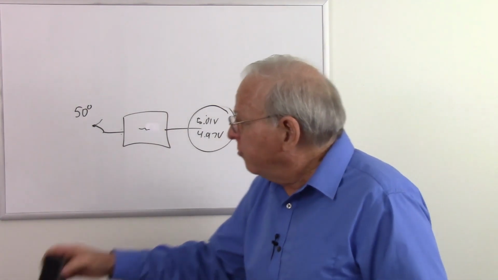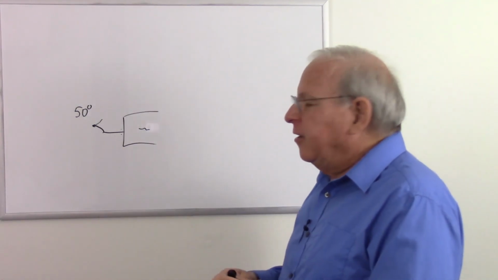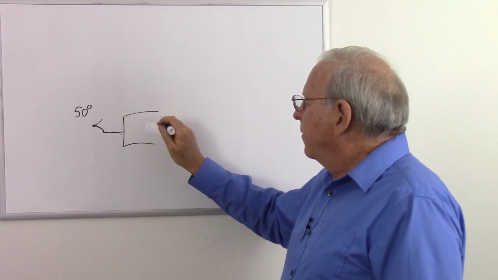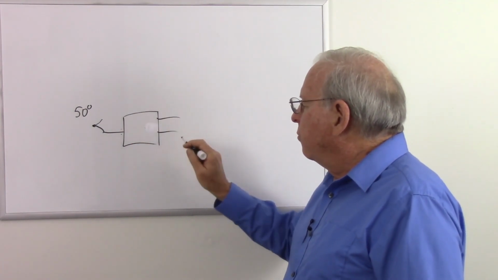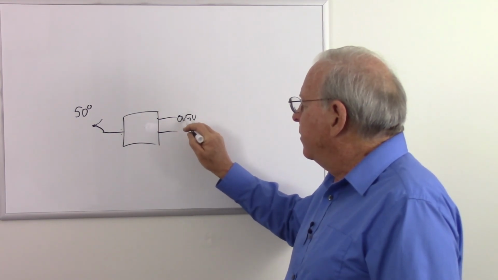But when it comes to a digital system, assuming that the temperature of the thermistor will always be the same, since the output, I'll just show two wires here, between 0 volts and 5 volts is a pretty big difference.